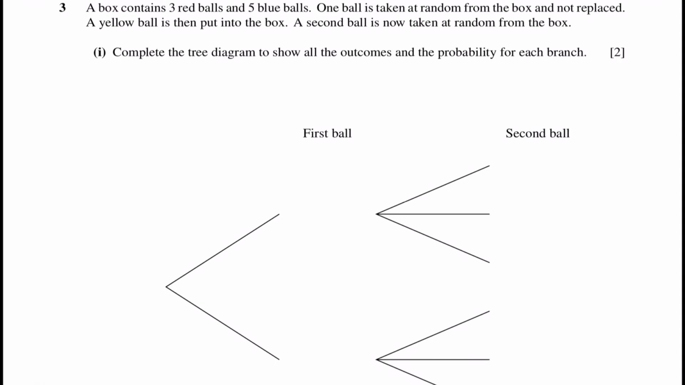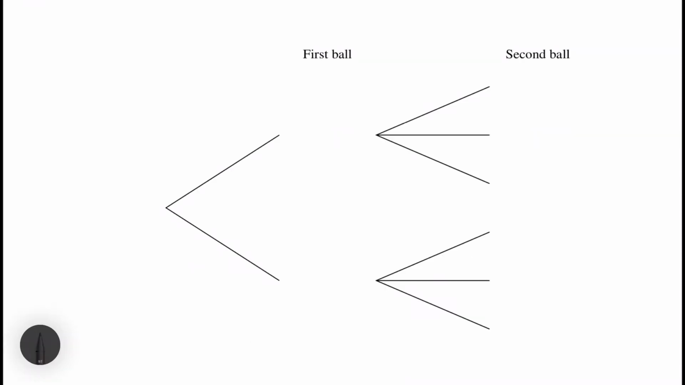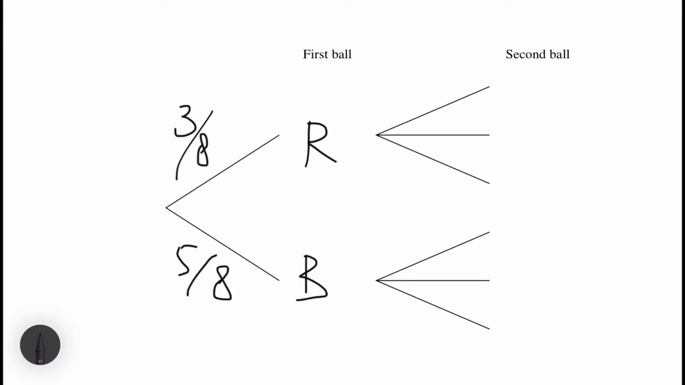A box contains 3 red balls and 5 blue balls. 1 ball is taken at random from the box and not replaced. A yellow ball is then put into the box. A second ball is now taken at random from the box. So at first there are 3 red balls and 5 blue balls, so 3/8 for the red and 5/8 for the blue.